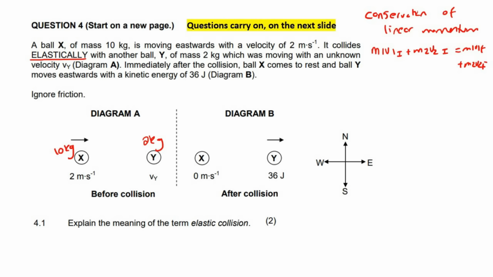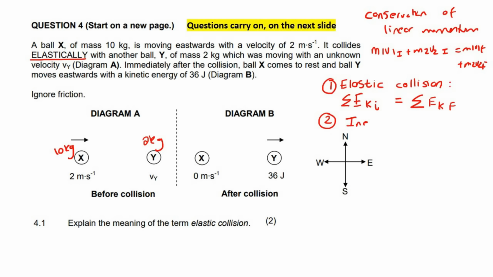Let me just give you a quick little summary. As we said, we get two types of collisions. The first one is called an elastic collision. In this one, the total kinetic energy, so the sum, that's the symbol for sum, like sigma, of all the kinetic energy before the crash, so initial, is exactly the same as the sum of all the kinetic energy final. So the total kinetic energy before the collision is the same as the total kinetic energy after the collision.